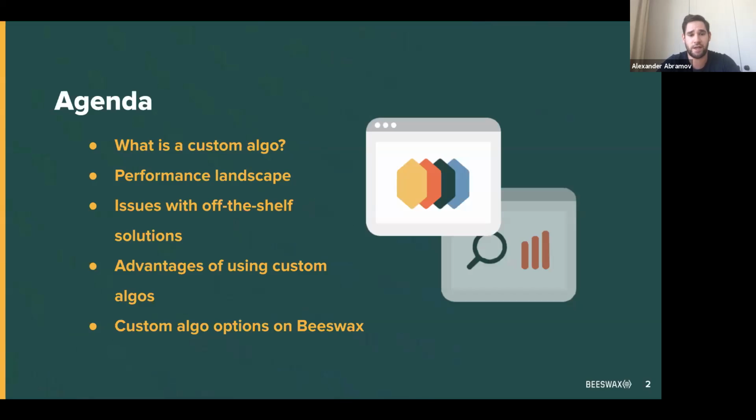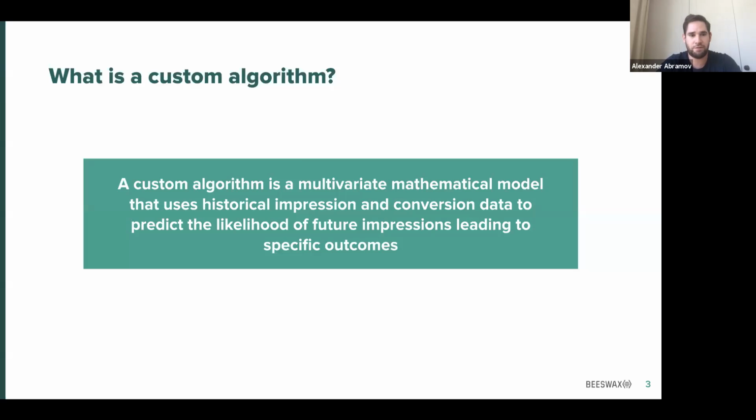And so for the agenda, we'll define what a custom algorithm exactly is. We'll take a look at the performance landscape and see why this question is even relevant to begin with. We'll see how available off-the-shelf algorithm solutions don't necessarily solve the problems that the modern performance landscape poses. We'll review how the custom algorithm solutions actually help you solve some of these problems. And finally, we'll see how to implement custom algorithms on top of Beeswax. So without further ado, what exactly is a custom algorithm?